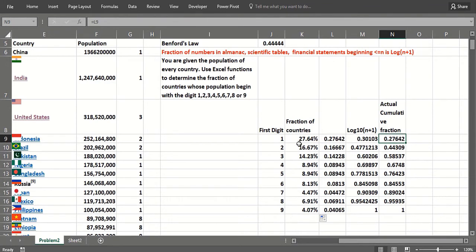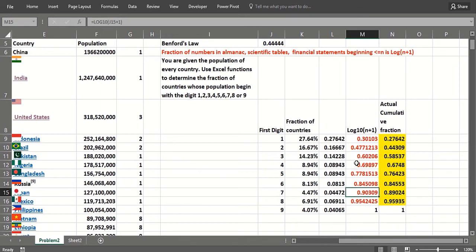Okay, 1 through 4 is 27 plus 16, that's 43, 57, 65, and you add the fractions, you get 67% of the populations of the world begin with a 1 through 4. That's very close to what Benford's Law said. And if you look, the agreement here is just amazing. So in column N, we have the actual fraction beginning with 1 through 4, and in column M, we have the theoretical fraction, and it's right on.